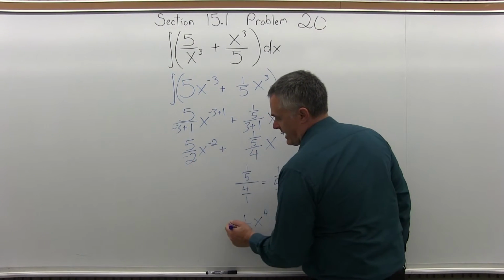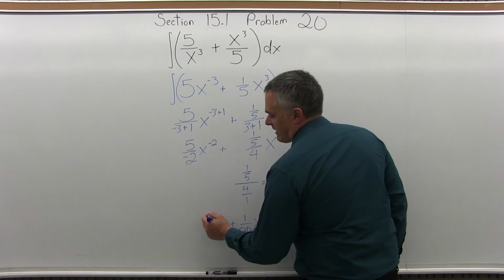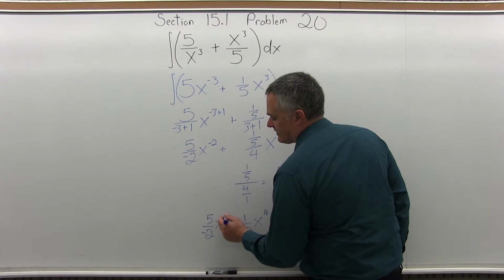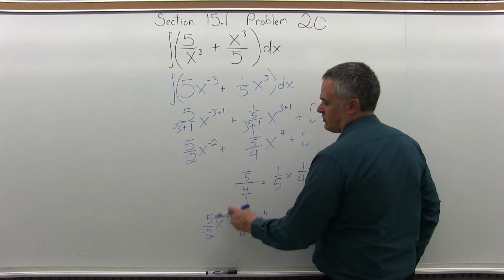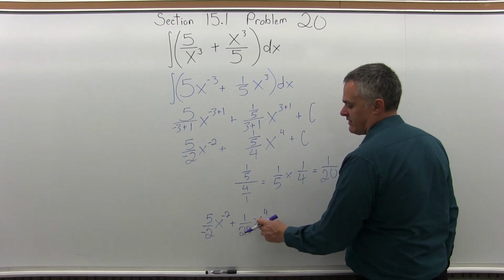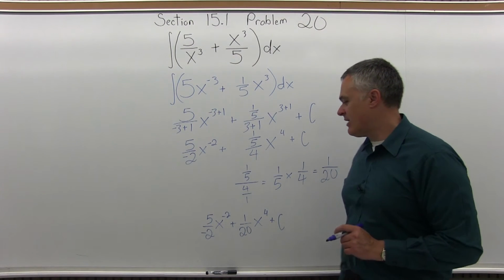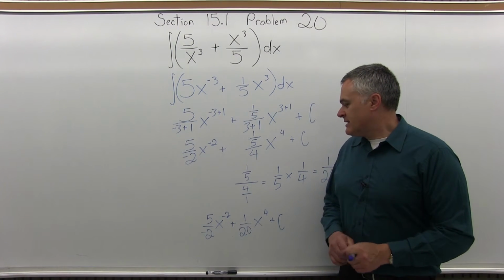In front of that we had 5 over negative 2, x to the negative 2. It was a plus in between. I have my simplified 1/20 x to the 4th, and then plus a constant. And now that's the answer.